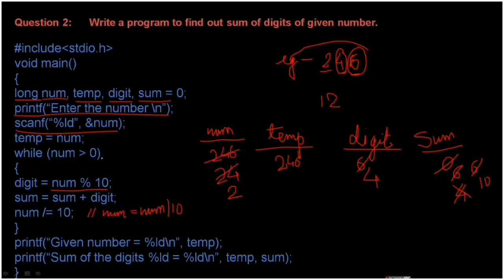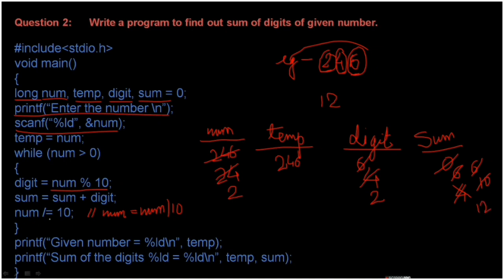So is 2 greater than 0? Yes. So now digit equals to 2 mod 10. So 2 mod 10 is equals to 2 only. So in digit we will get the 2. Now we got the third digit of the number. So sum equals to sum plus digit. So sum is already 10. 10 plus 2 is equals to 12.